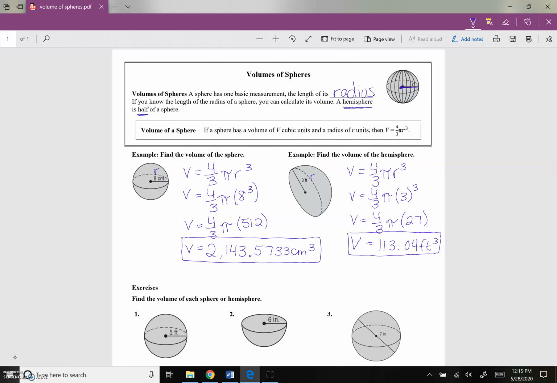Oh, we're not quite done. Remember, we have to divide this in half now because we have a hemisphere, so let me get my box off of there, and then we're going to divide our answer by 2 because it's half of the shape, a hemisphere. And so that's going to give us 56.52, and it's still feet cubed. So there's our final answer.